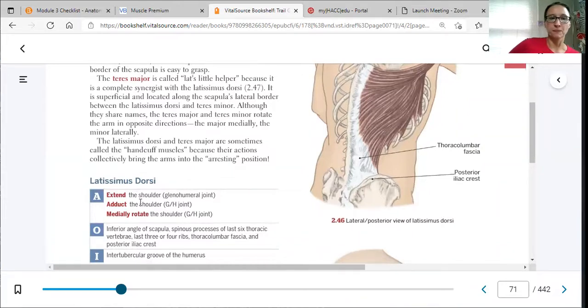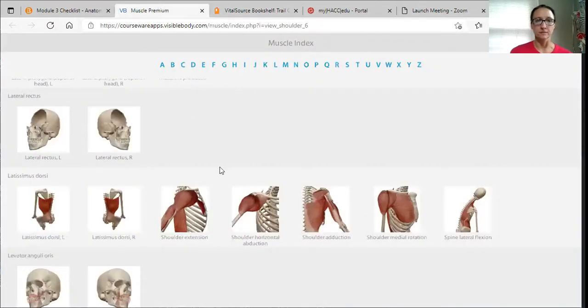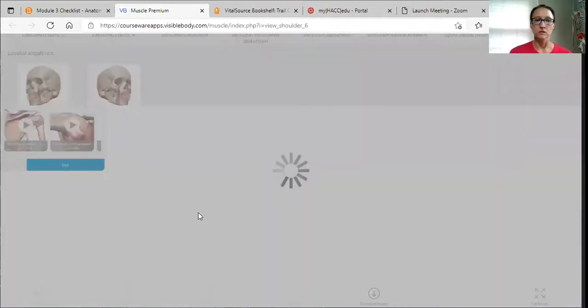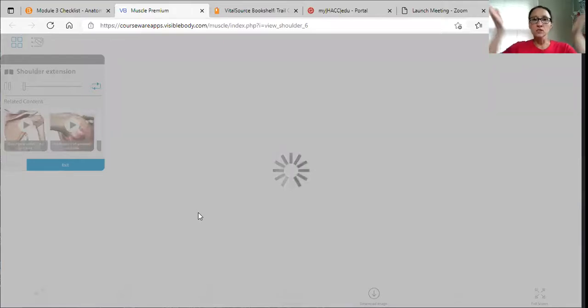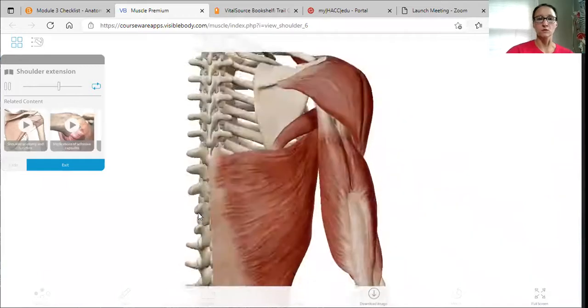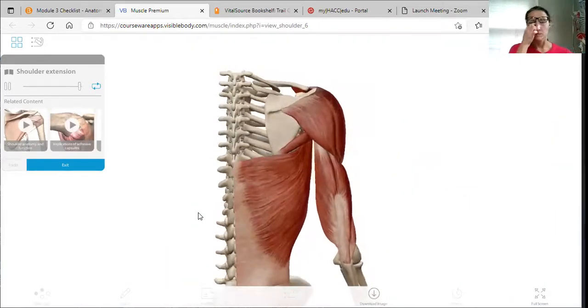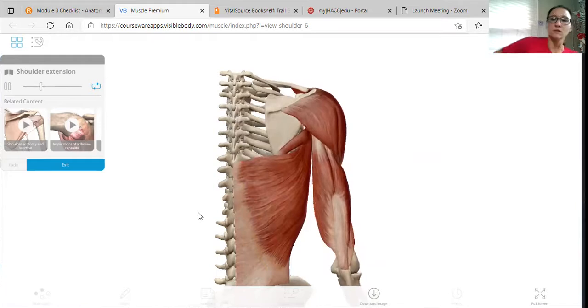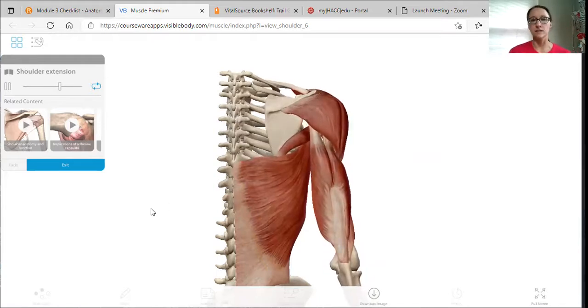Extension of the shoulder, adduction of the shoulder, medial rotation of the shoulder. The thing is, they kind of happen in extension, okay? Extension, adduction, and medial rotation. So let's go into Latissimus dorsi here. Let's do shoulder extension. Latissimus dorsi are also the muscles that are really developed on swimmers, because they're constantly pulling through the water, right? They're using extension, and that's Latissimus dorsi.